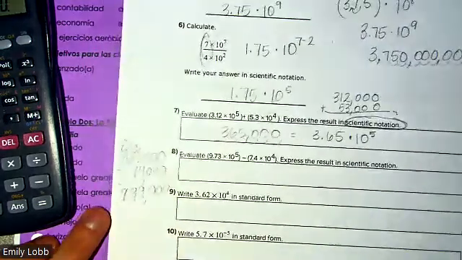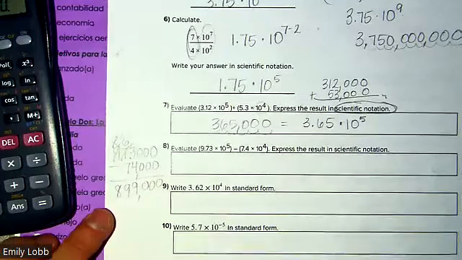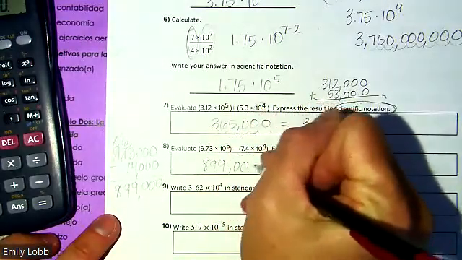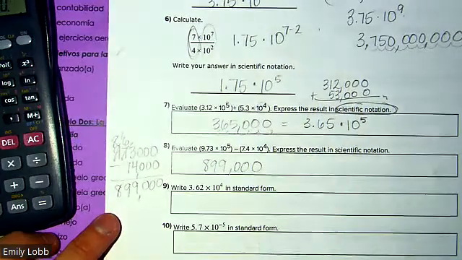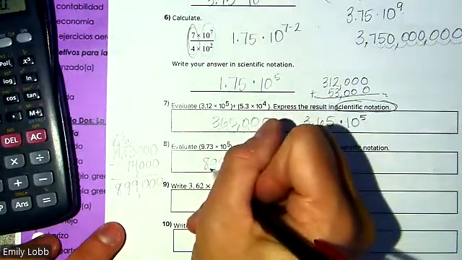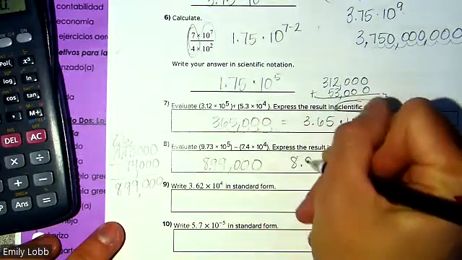899,000, is that what you guys got? Did you do this one yet? Can we leave it as 899,000? No, we have to change it to scientific notation. I'm going all the way to the end here.